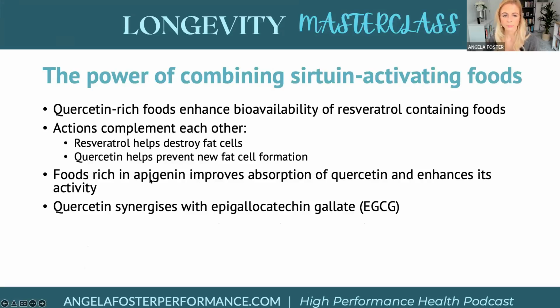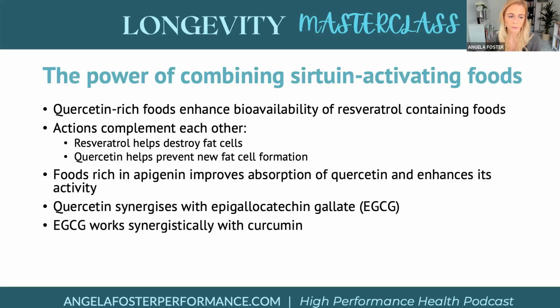And then foods rich in apigenin improve the absorption of quercetin and enhance its activity. So the more of these foods you can get, the better. Quercetin also works really well with EGCG. So you could have green tea, for example, after the meal at lunch. I wouldn't do it in the evening because of the caffeine. That would probably not be a good idea because it can keep you awake.